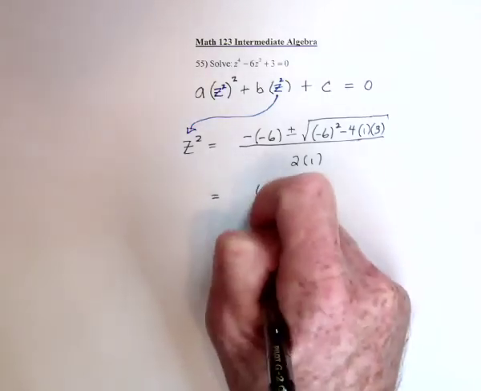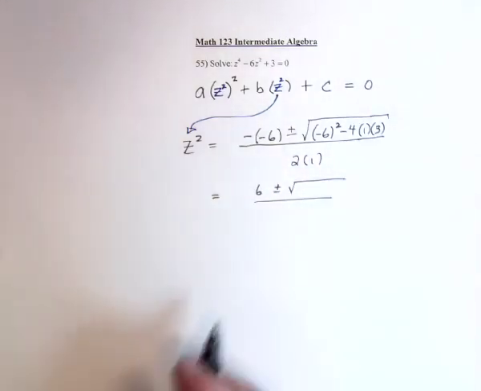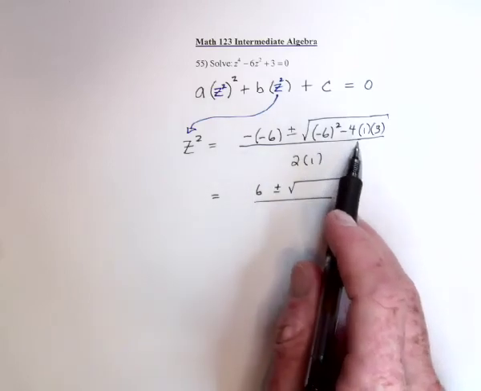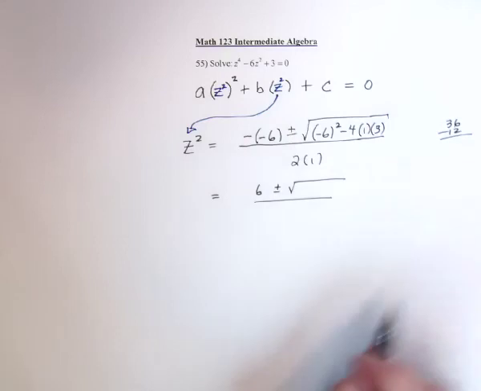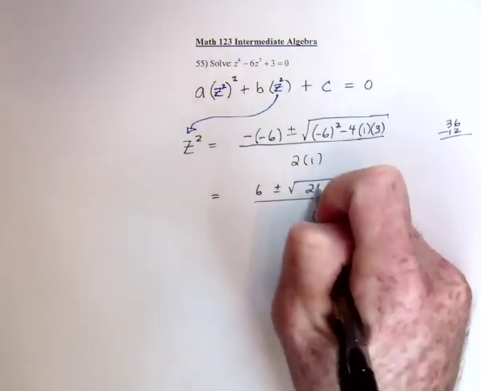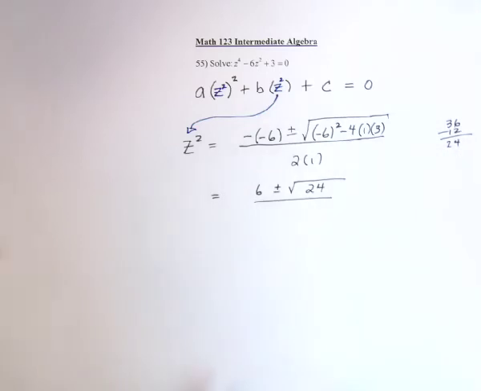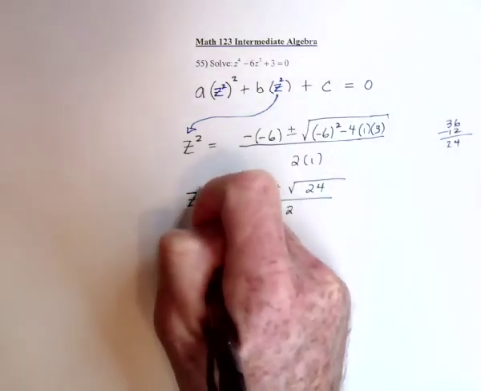This is going to be 6 plus or minus the square root of what? Well, this is 36. This is going to subtract 12. So 36 subtract 12, that's going to be 24. Right? And then it's divided by 2. And then don't forget, this is still z squared equals.